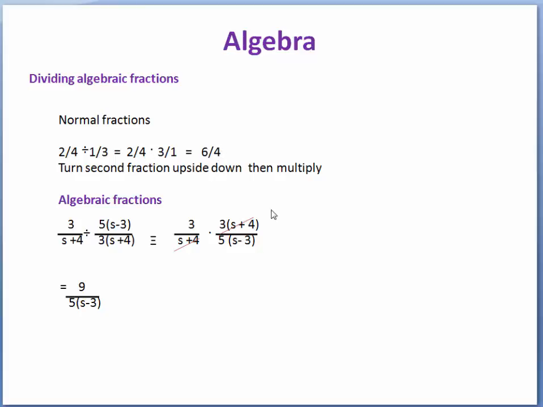Do the same with these algebraic fractions. So we're going to turn this fraction upside down and multiply. So this becomes 5s minus 3 on the bottom, 3s plus 4 on the top, and then we've got this and this, which we can cancel out, this s plus 4, and we're left with 3 multiplied by 3, which is 9, and this on the denominator, 5s minus 3.